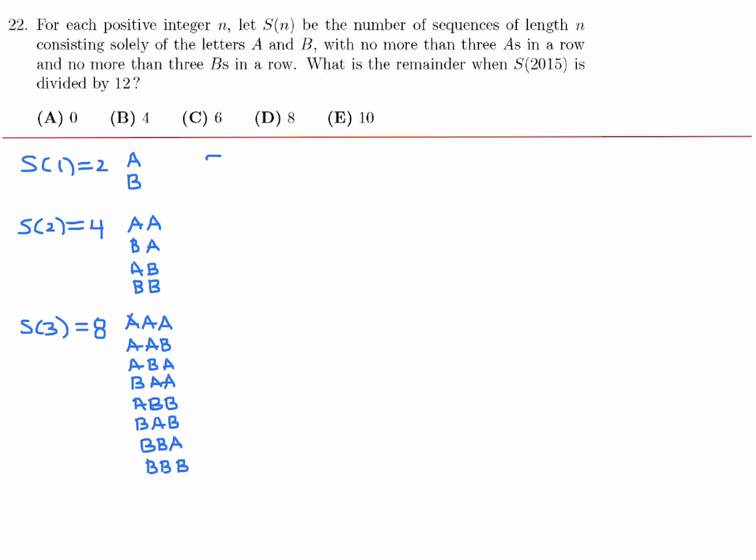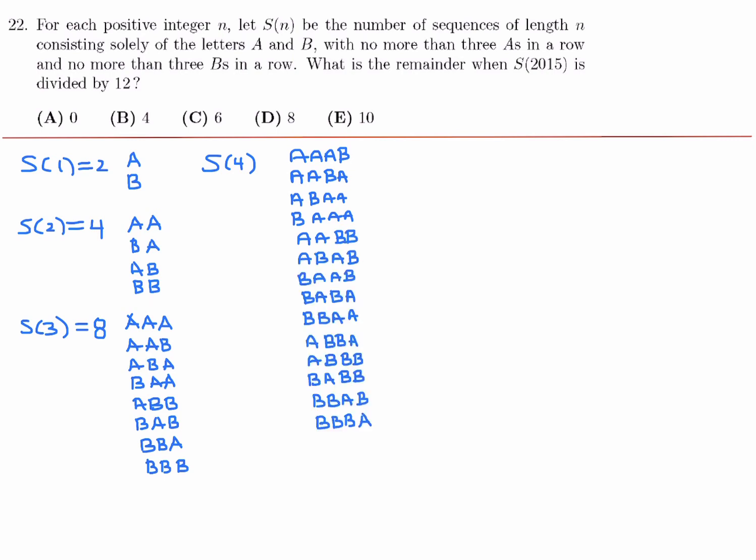S at 4, let's figure that one out. That is going to be either 3 a's and a b, so there's a few ways of doing that, or you can have 2 a's and 2 b's, and so on down. And this is 14. Now, when I get to s at 5, I don't want to list them. It's very time consuming. So let's talk about how to do it without listing them all.